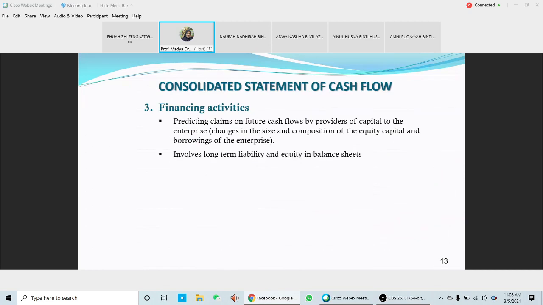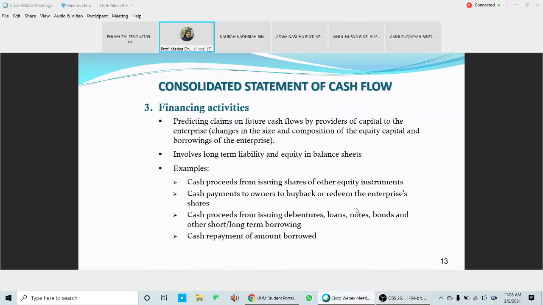Okay, the next one is financing activities. Financing activities are used to predict claims on future cash flows by providers of capital to the enterprise. So it covers changes in the size and composition of the equity capital and the borrowing of the enterprise. Equity capital refers to your equity, and borrowing is a long-term liability. It involves long-term liability and equity in the balance sheet. So financing is long-term liability plus equity.